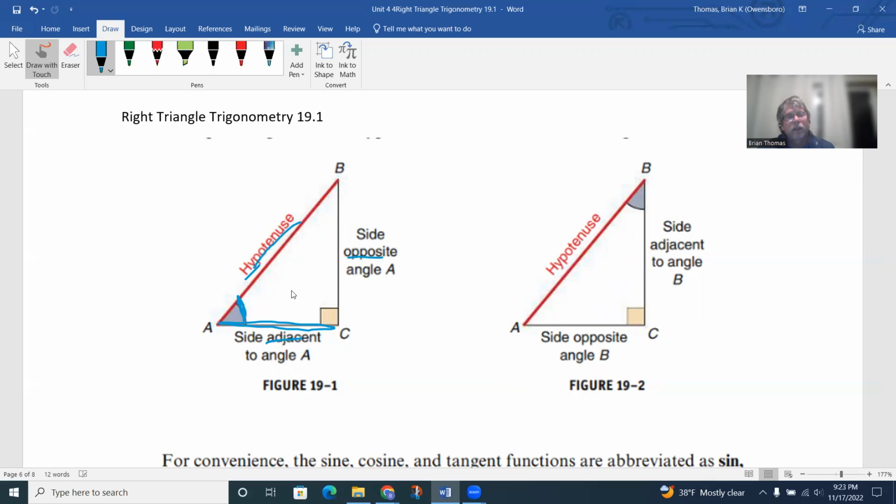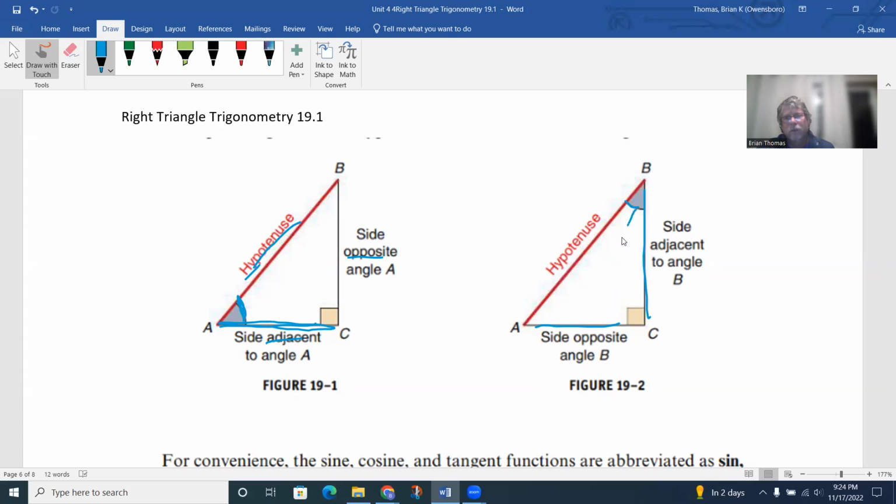So if we're talking about angle A, the side BC is going to be opposite of A. Side AC is going to be adjacent to A. And then AB is going to be the actual hypotenuse. Again, if we look at this same triangle from the perspective of angle B, notice that now this side becomes the adjacent side. It's next to B, where over here is now the opposite side, but the hypotenuse remains the same. So depending on what acute angle we're talking about, the adjacent side and the opposite side will be different. So we have to pay attention to what angle we're talking about.